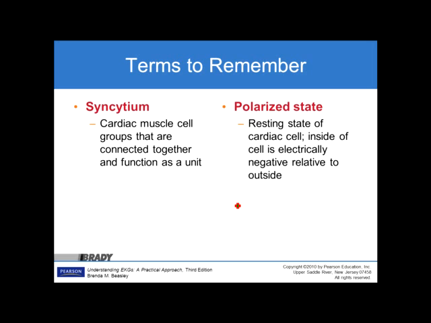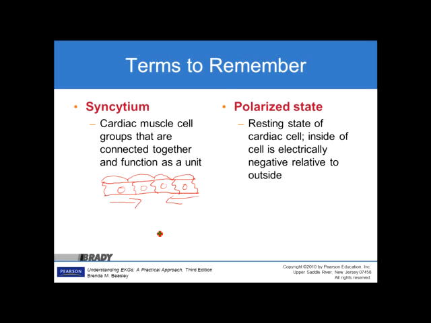Syncytium. Cardiac muscle cells, groups that are connected together and function as a unit. If you'll remember back from A&P, they're grouped because they have special little parts to them. And those parts are considered intercalated discs, which allows the muscle cells to move electricity, kind of like pond skipping, so that this entire area shortens all at the same time.